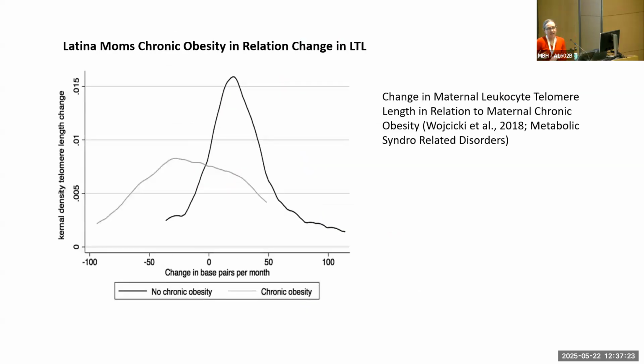And then we had another study I just put up here as well, longitudinal. We do know that chronic obesity, at least in adults, can result in accelerated shortening over time. This was actually an adult study that we did with the moms from the same cohorts.